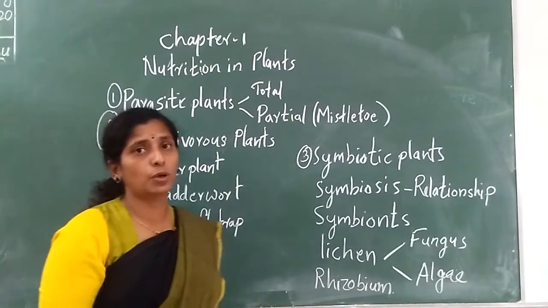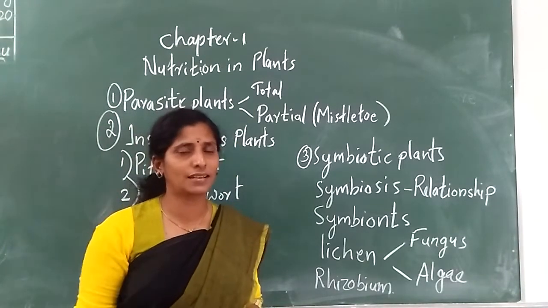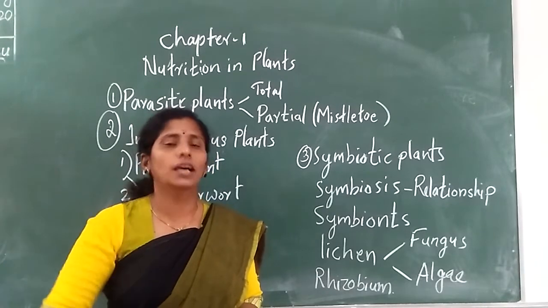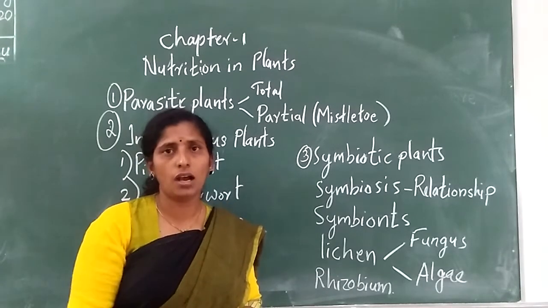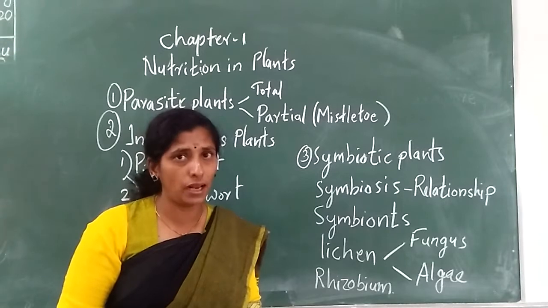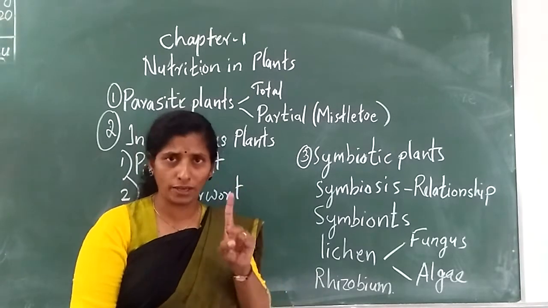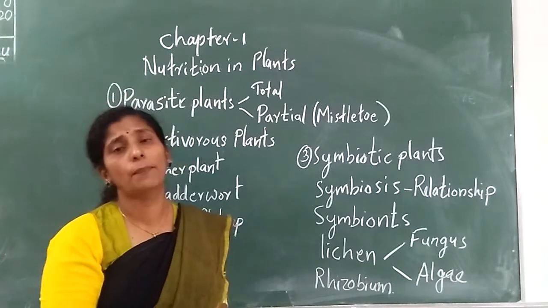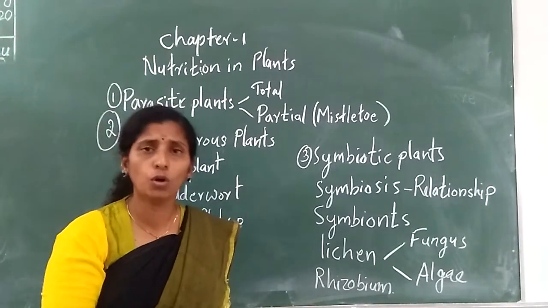Last time we discussed one nice name. What is that name? Cuscuta. Cuscuta, or the other name is Amarbel. These both are one. So these plants are examples of total parasites. They completely depend on the host plant.